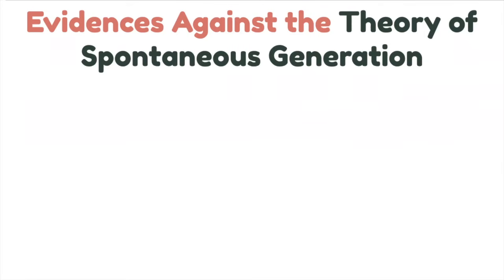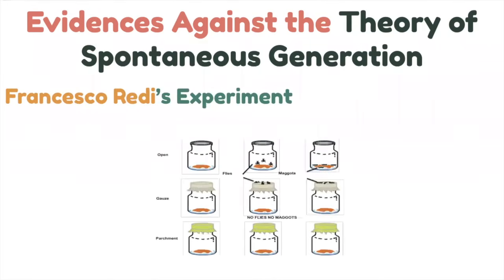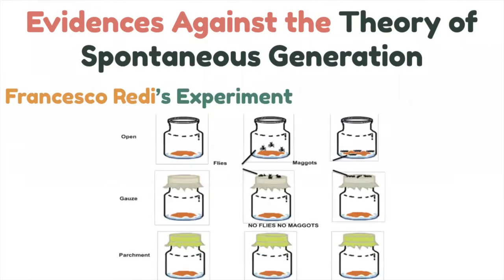The first one is by Francesco Redi. Francesco Redi placed meat and fishes in three separate jars. The first jar was left open. The second jar was covered with gauze, and the third one was covered with paper. Now the meat decayed in all three jars and attracted flies.